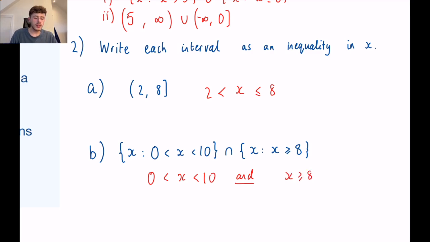to 8. Now, because of that and, or the intersection, we can combine those two, because if x has to be greater than or equal to 8, and between 0 and 10, we can say that x is greater than or equal to 8, but less than 10. And that will be our final answer here.